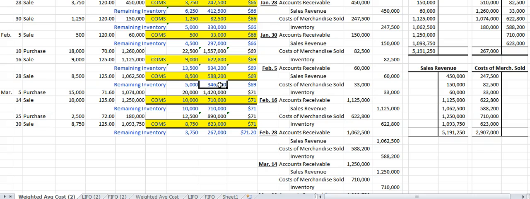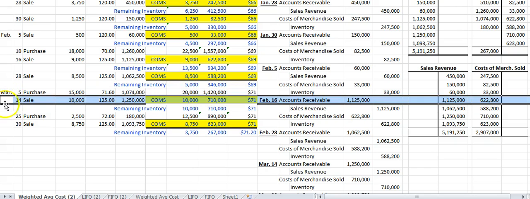346,000 dollars in units, plus $1,074,000 in dollars in units is going to give you a total of 1,420,000. Again, as you can see, that's this plus this, and so my weighted average cost is 71. Let's see if there's any cents there. No, this time we're at 71 even. Okay, so that's my new weighted average cost, and that'll be applied to my next sale, which we have here.